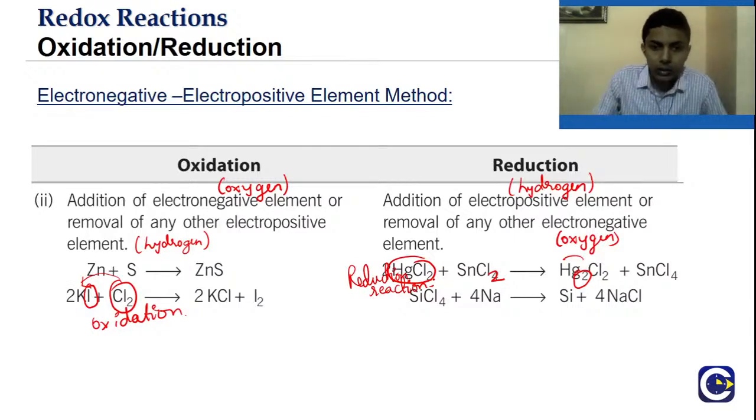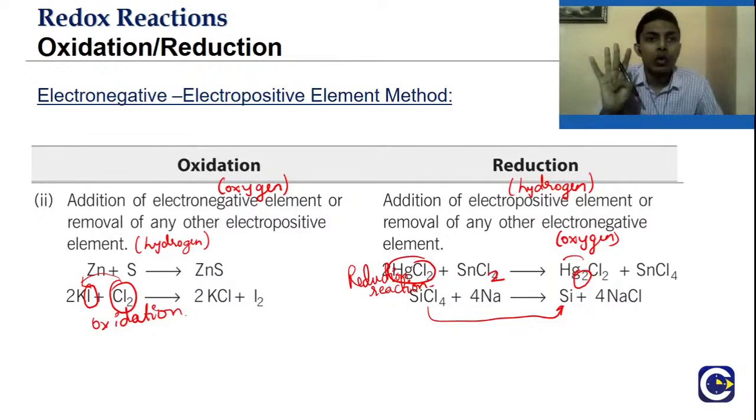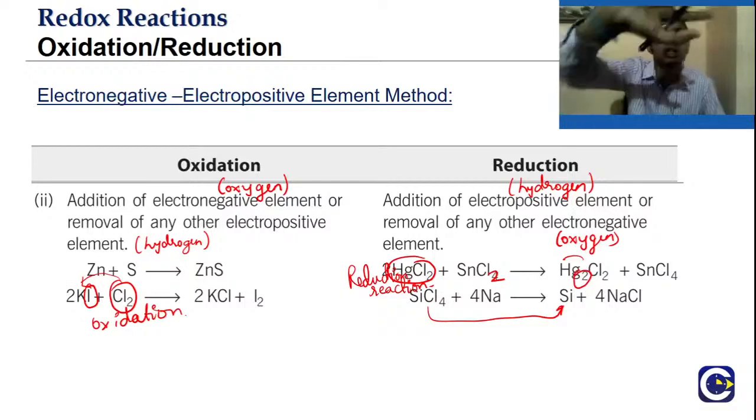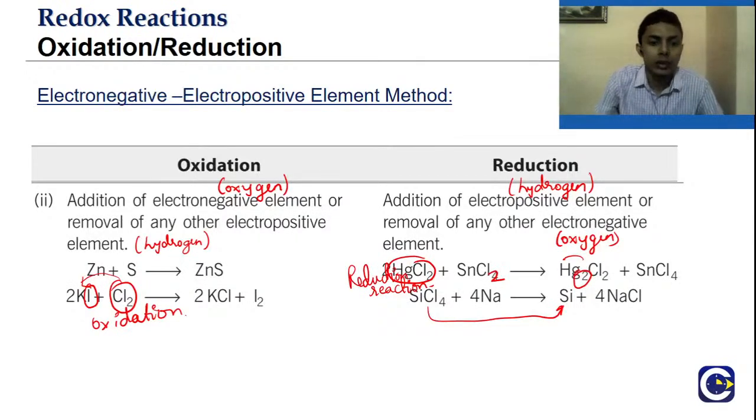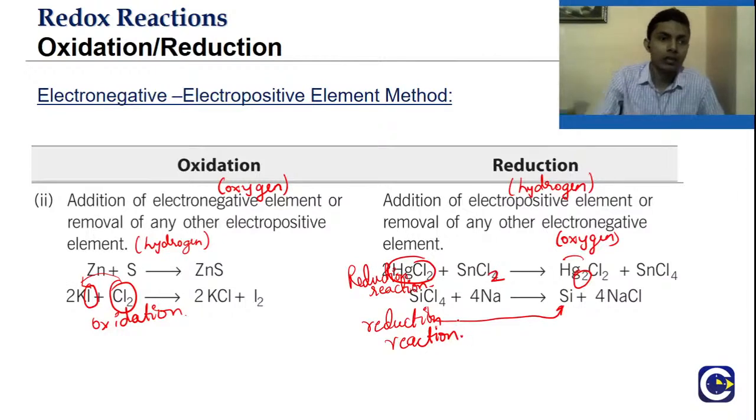Here SiCl4 to Si, 4 Cl are getting removed. That means 4 chlorine, which is electronegative element, is removed. 4 oxygen-like elements are removed. So that means it is a reduction reaction, because oxygen-like element is removed. So this is another understanding of oxidation reduction through the electronegative electropositive element method.